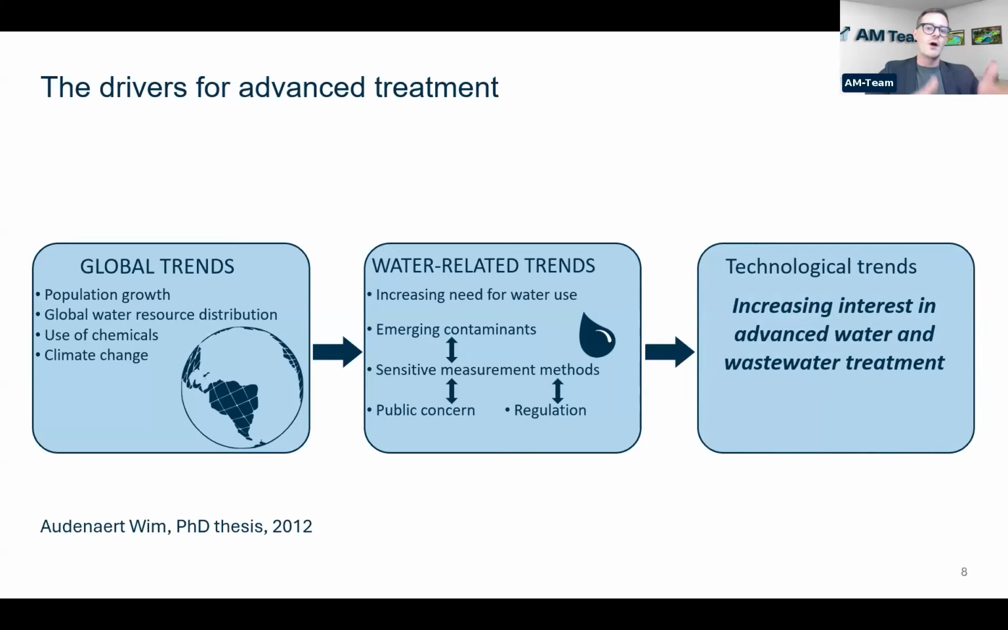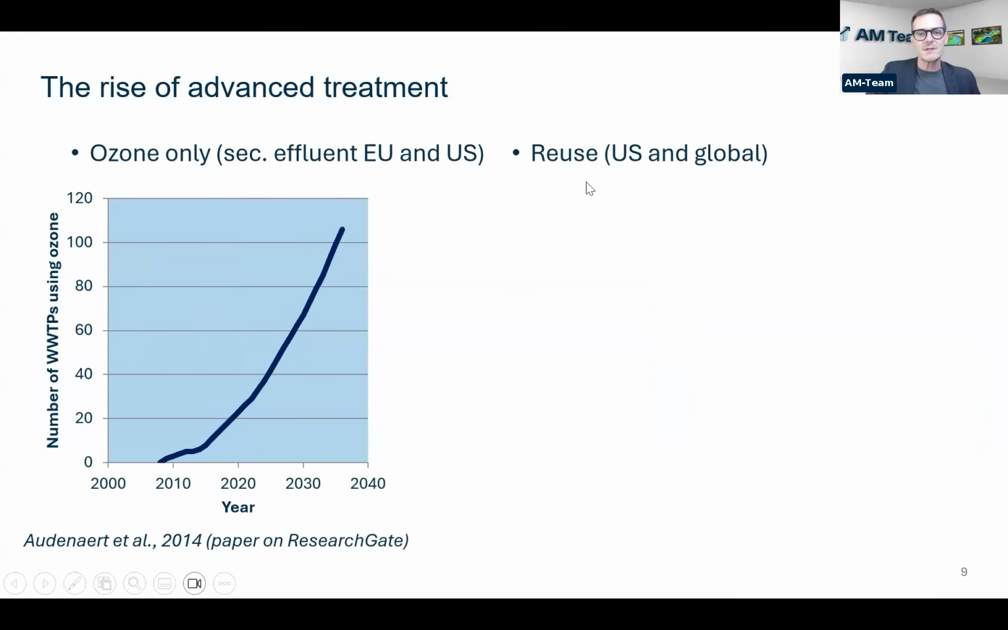This translates to a quest for solutions, and this means advanced water and wastewater treatments. This is going to continue, and of course, the shift to reuse, including also in Europe, is going to manifest more and more and more. You already see it on this graph.